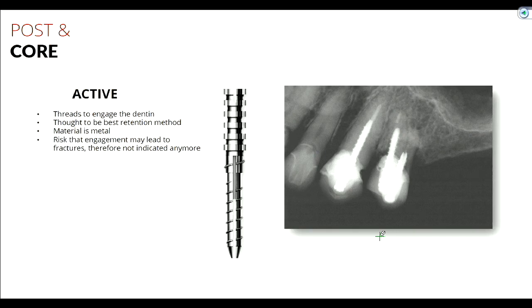So the idea is, yes, we want good retention of that post, so we put some threads in there and we screw it into place. But what do you think it does to the structural integrity of that canal space and that dentin? It kind of weakens it, right? So that's a really aggressive post that does more harm than good. Yes, you would say there's plenty of retention, but it puts the tooth at risk for fracture because it puts a lot of stress points at the edges of those threads. Okay, so threads engage the dentin, thought to be the best retention method. Materials: metal. Risks: that engagement may lead to fractures, therefore not indicated anymore. Question?